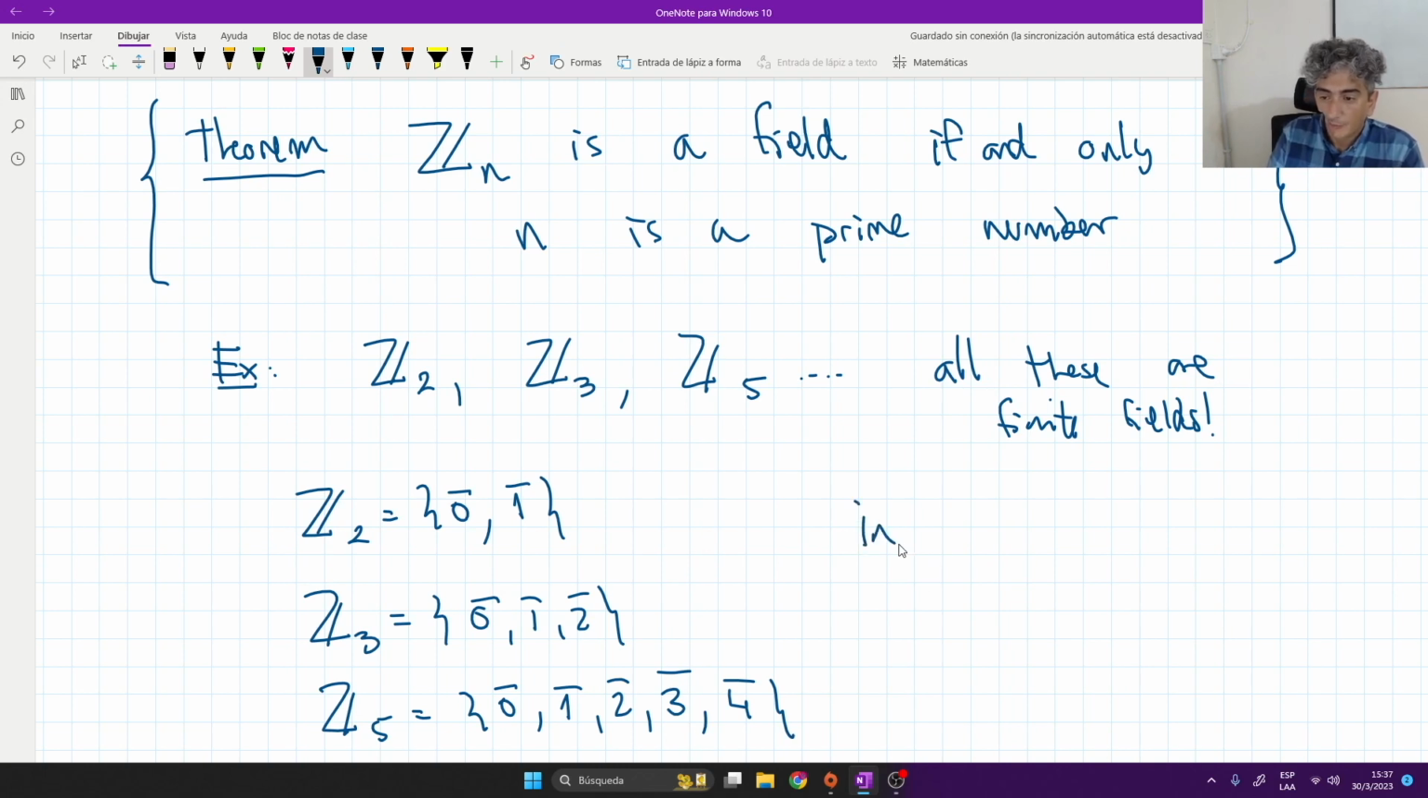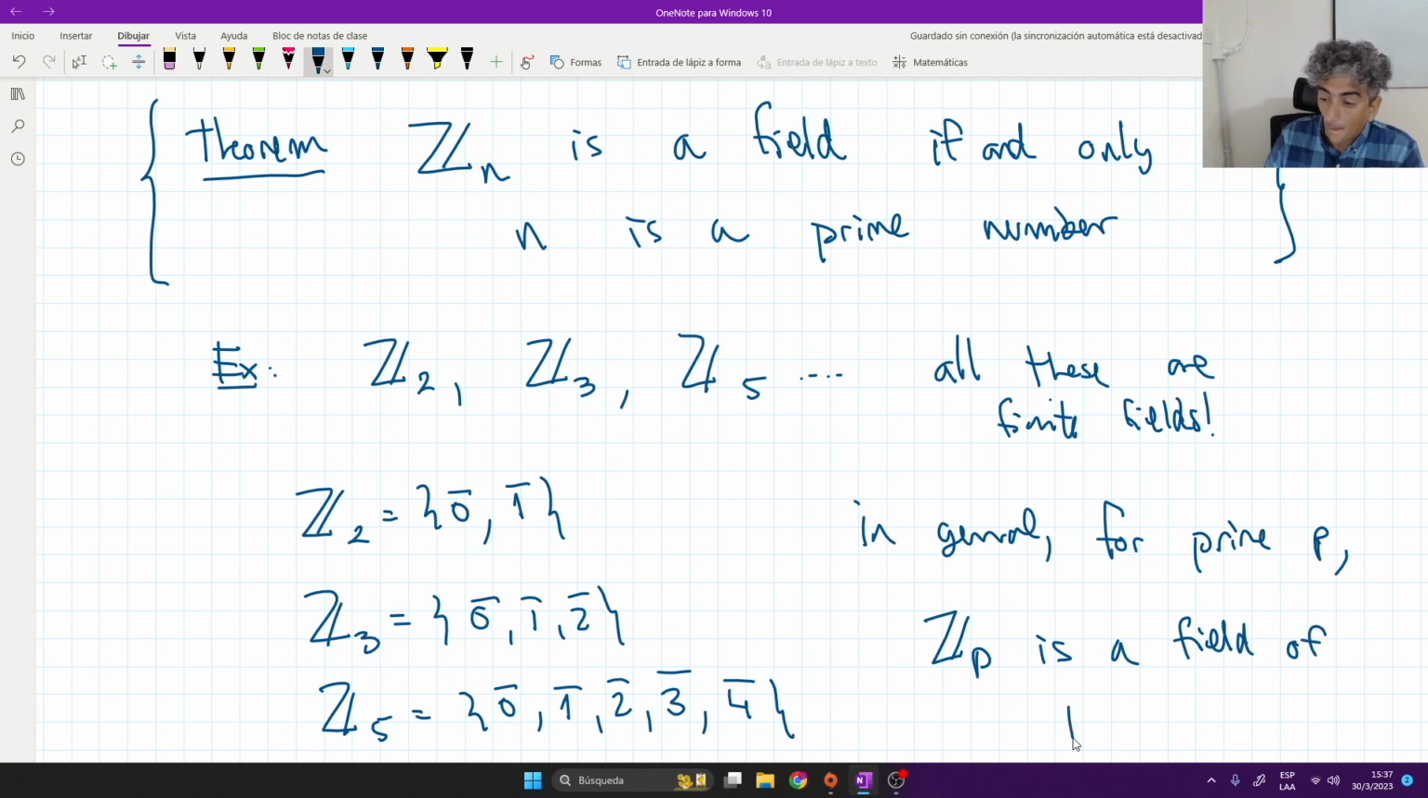In general, for prime P, Z sub P is a field of P elements.